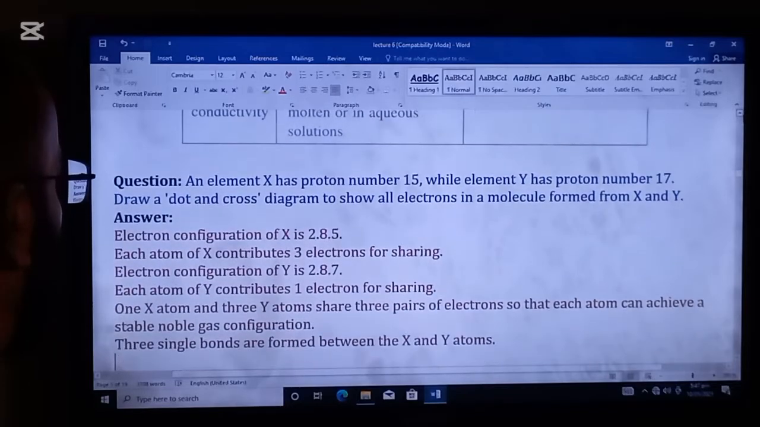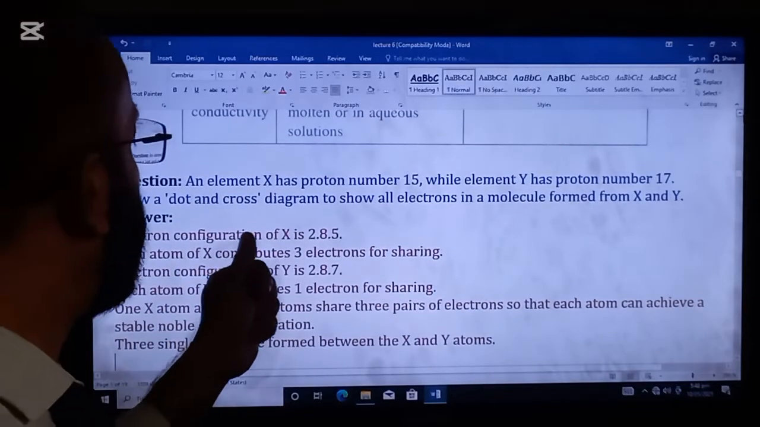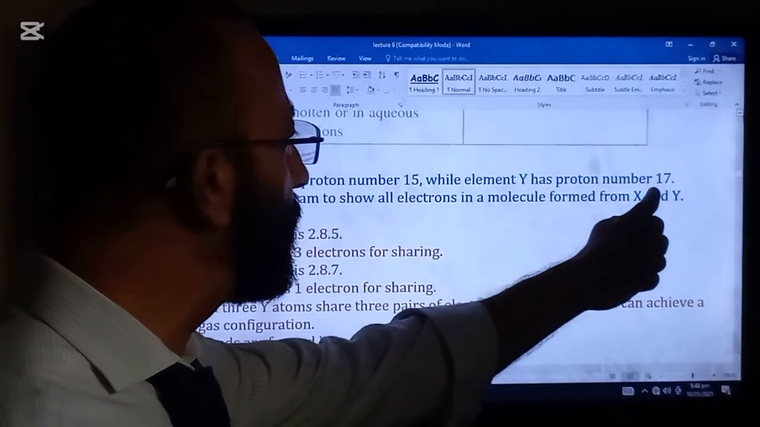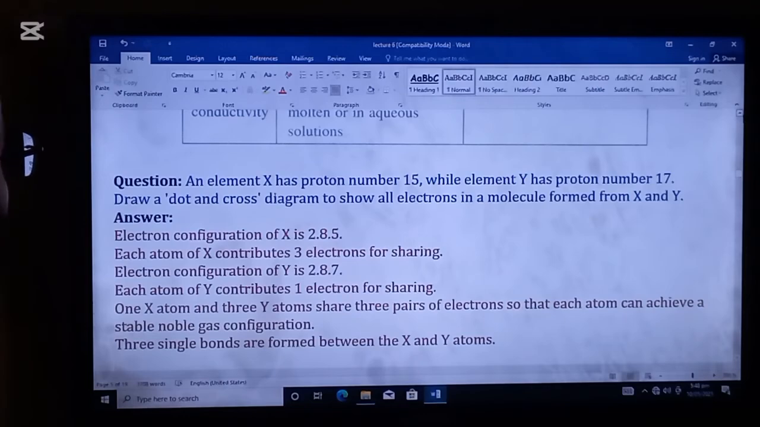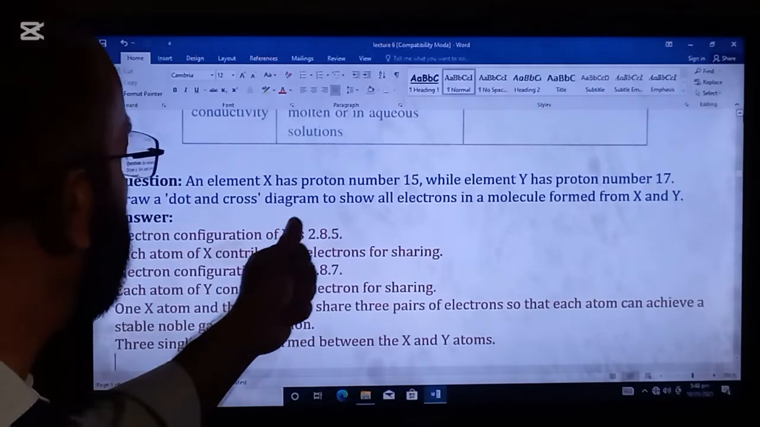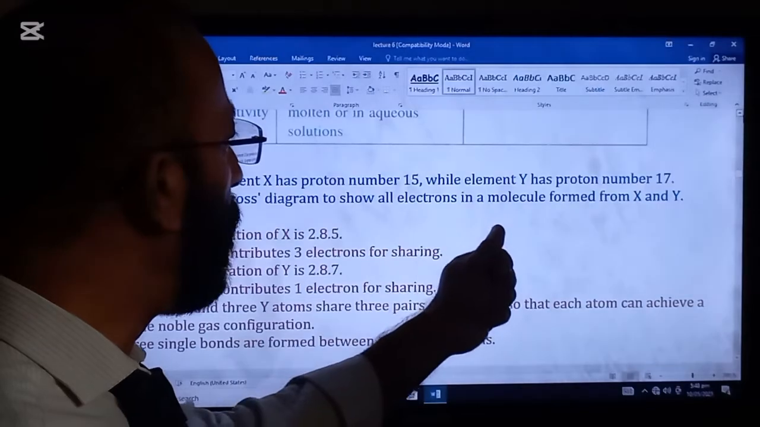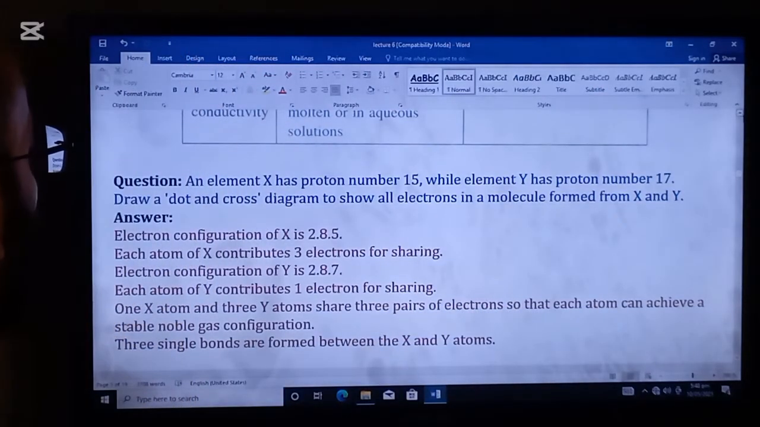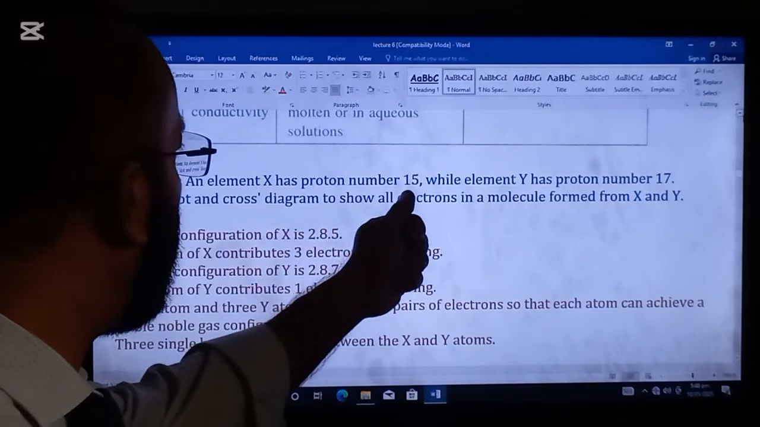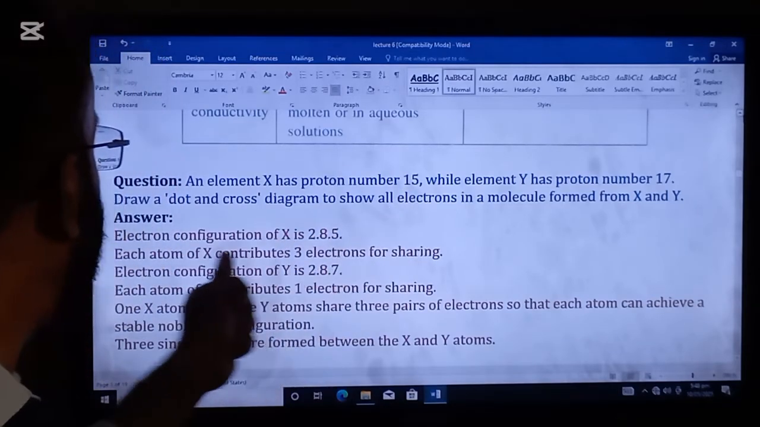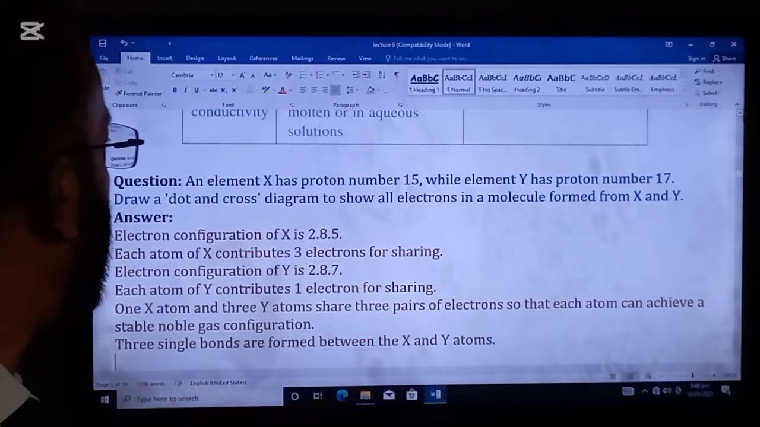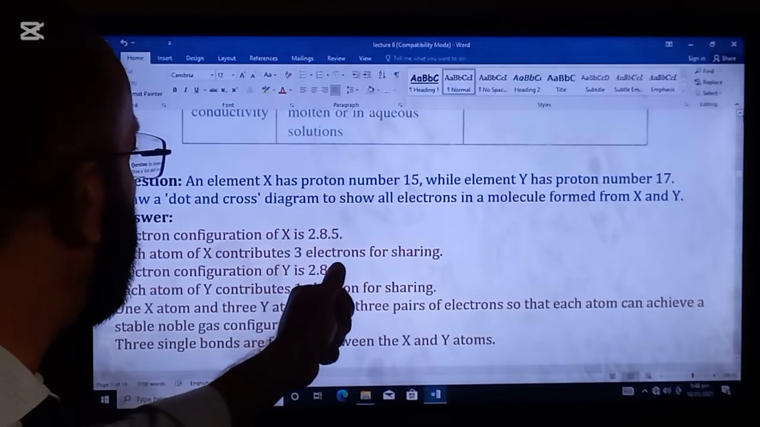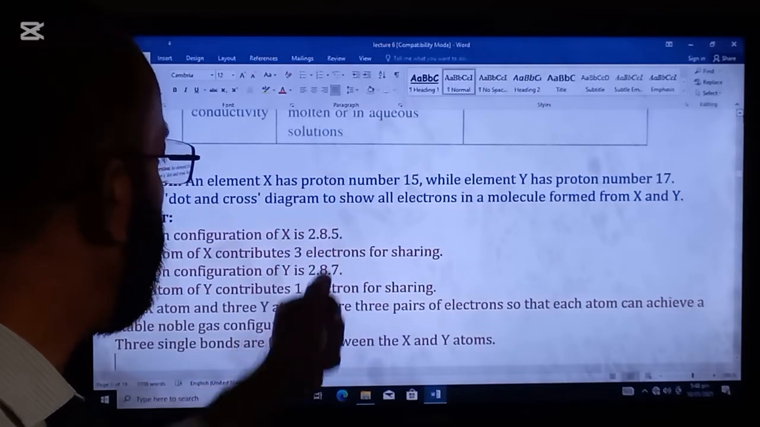Here is a question. An element X has proton number 15 while element Y has proton number 17. Draw a dot and cross diagram to show all electrons in the molecule formed from X and Y. So the proton number of element X is 15, so electron configuration is 2,8,5. Each atom of X contributes 3 electrons for sharing. This can be seen from here.